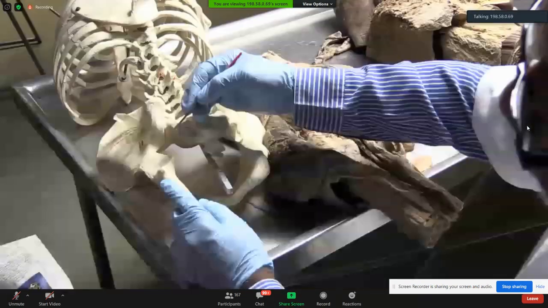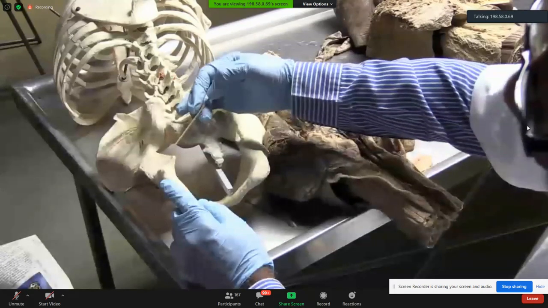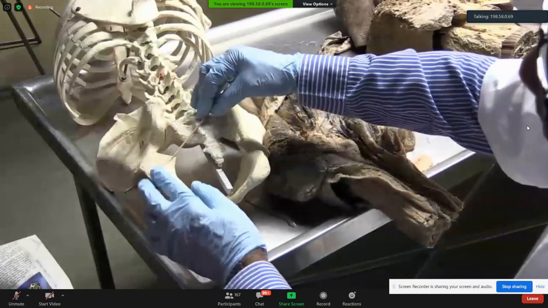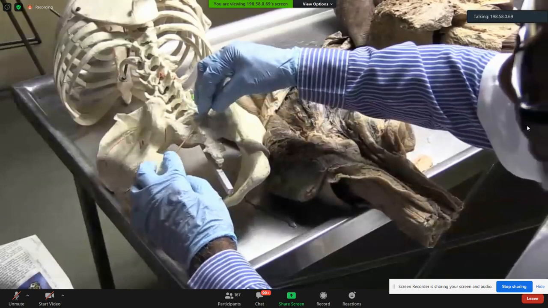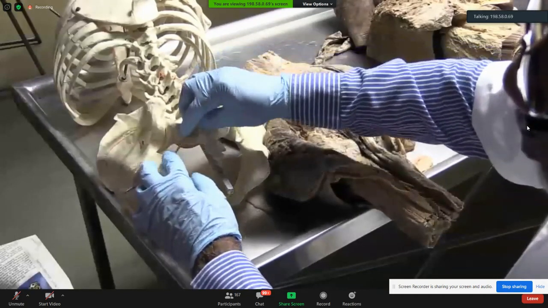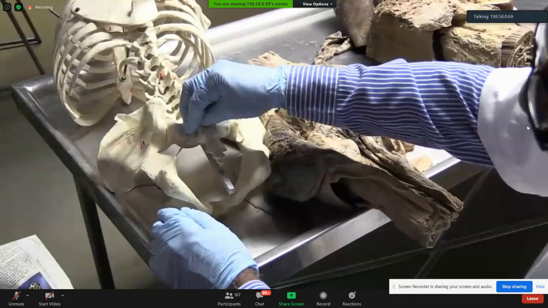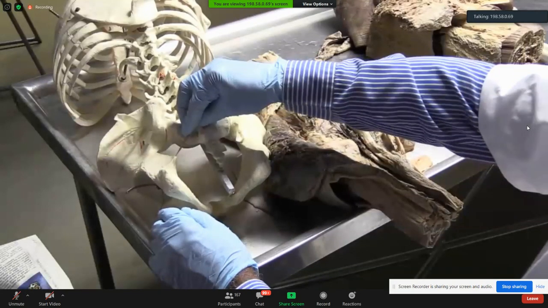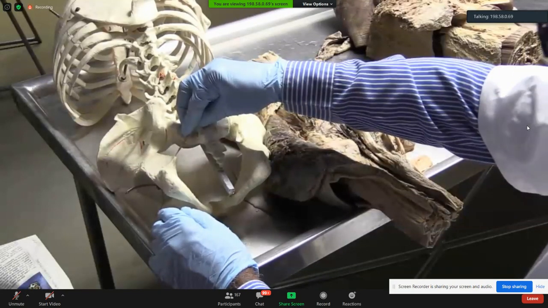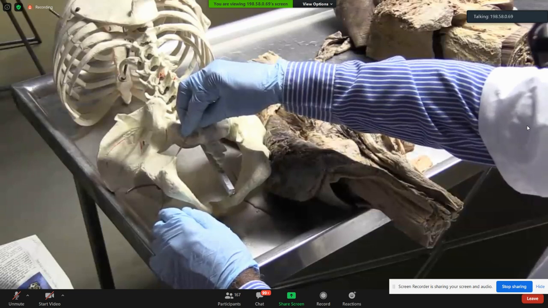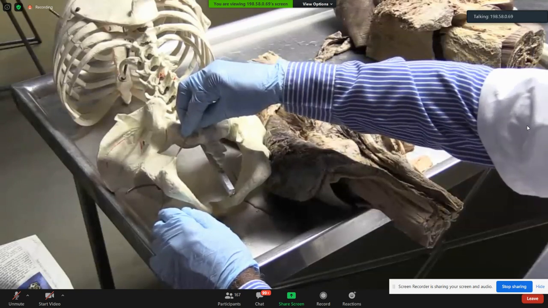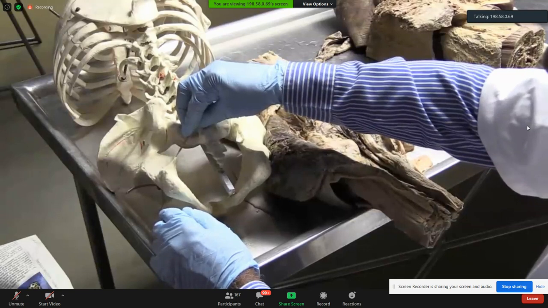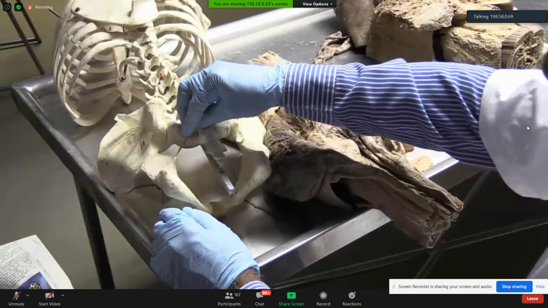Now the root values of the pudendal nerve, you should try and remember, are usually S2, S3, S4. You will recall that the root values of the obturator nerve and the femoral nerve are L2, L3, L4. So that makes it extremely easy to remember.